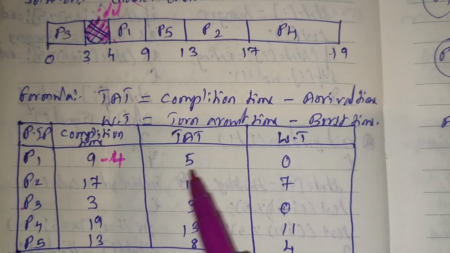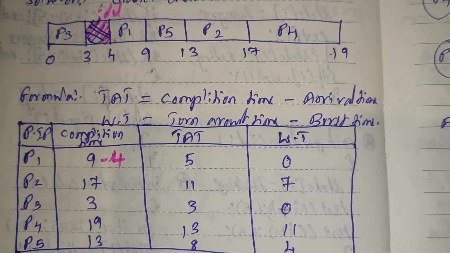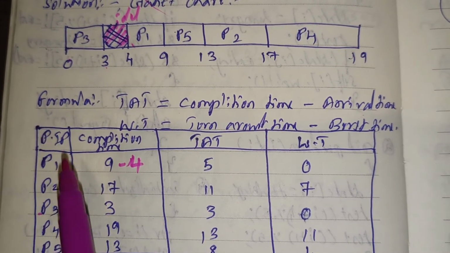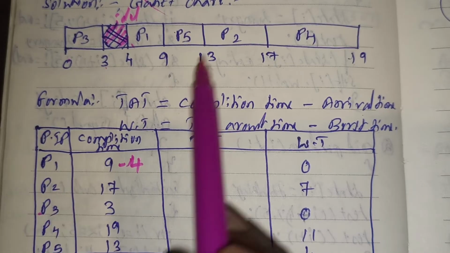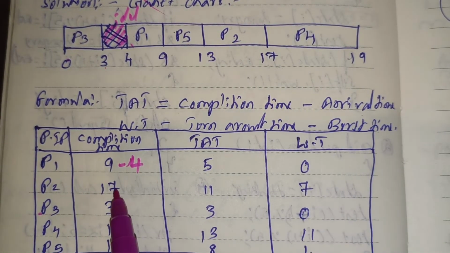I hope you understand how this turnaround time is calculated. I'll do one more process. What is the completion time for P2? P2 completion time is 17. So I mentioned it as 17.